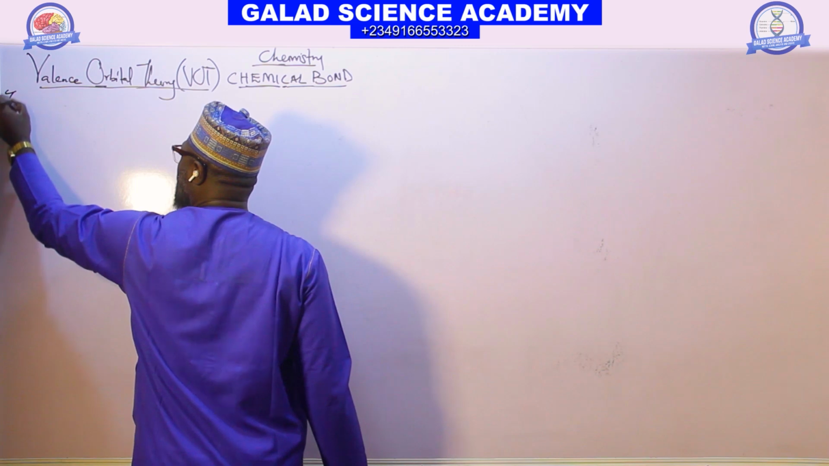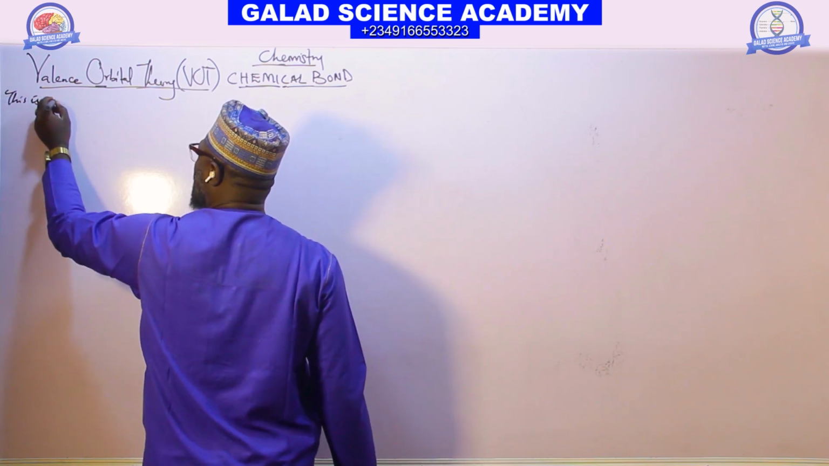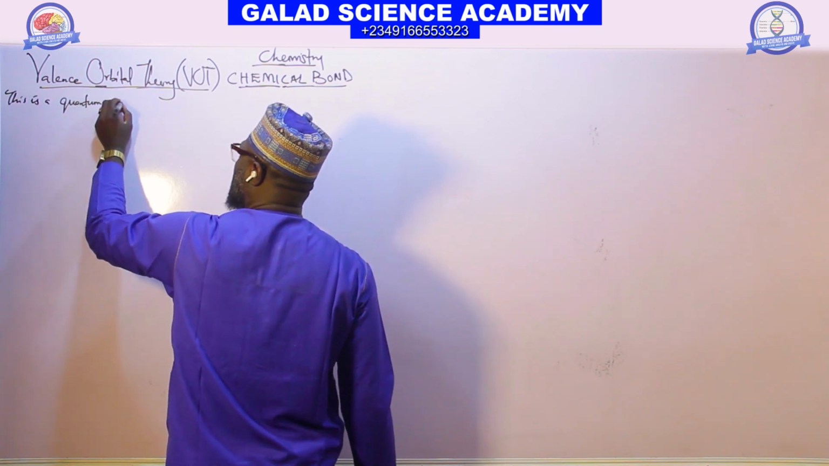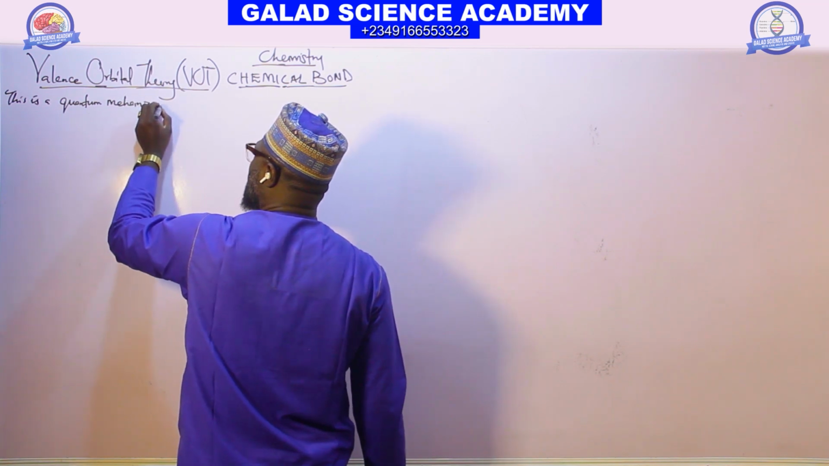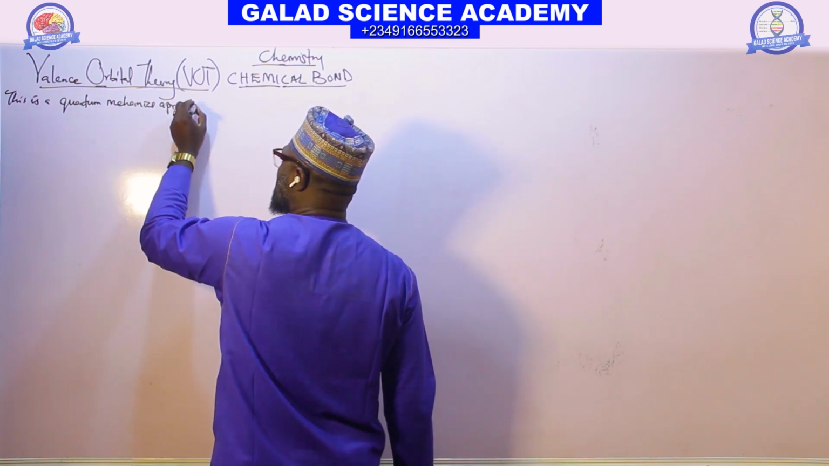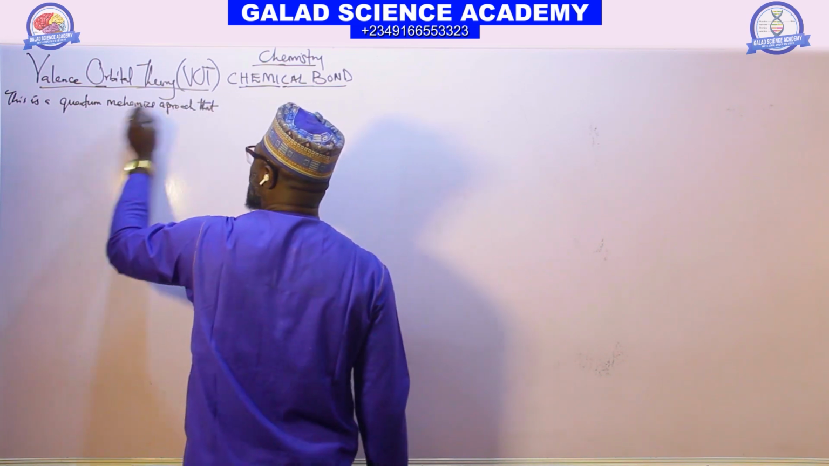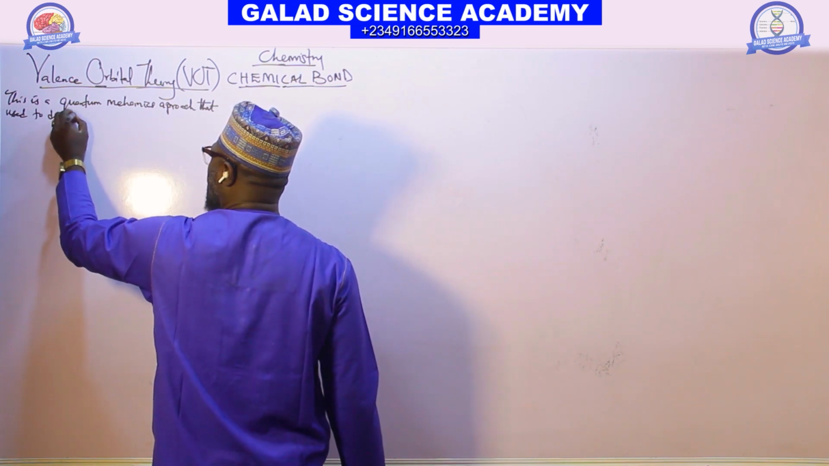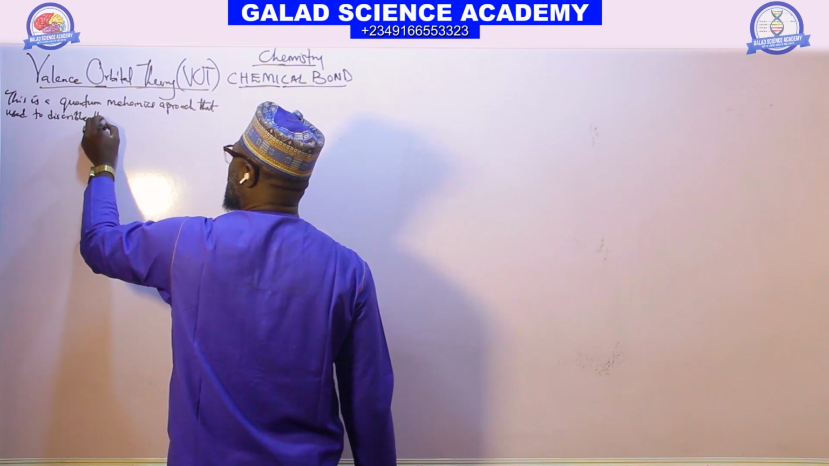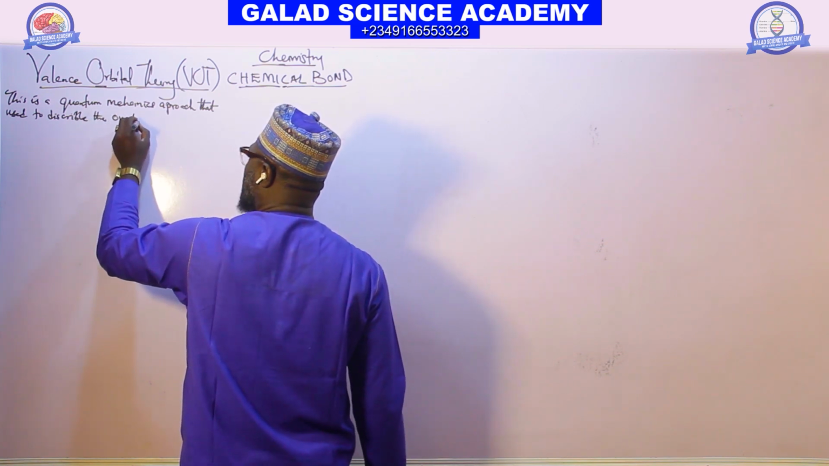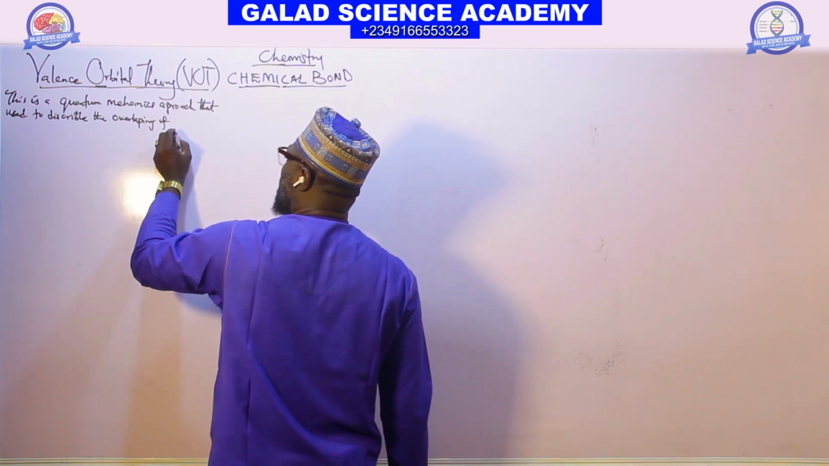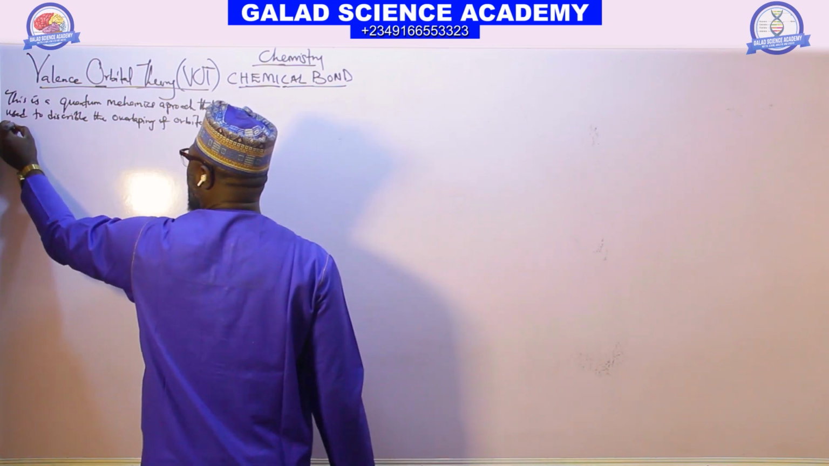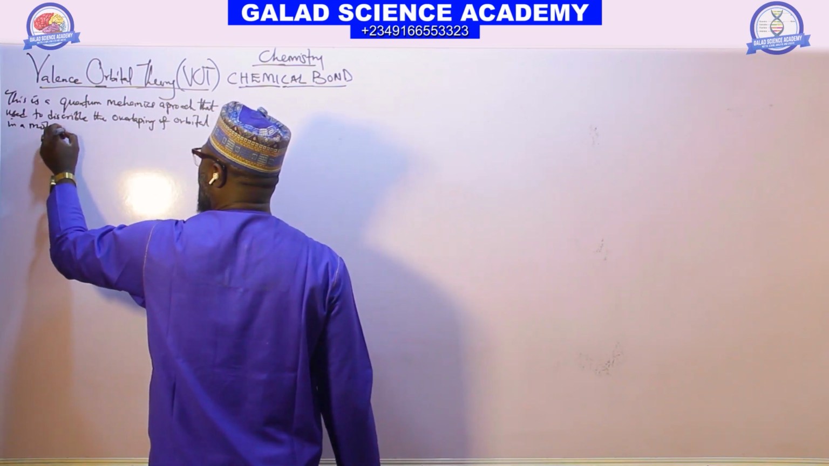That is what? This is a quantum mechanics approach that we use to describe the overlapping of orbitals in a molecule.